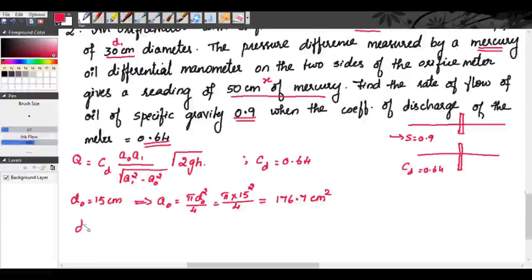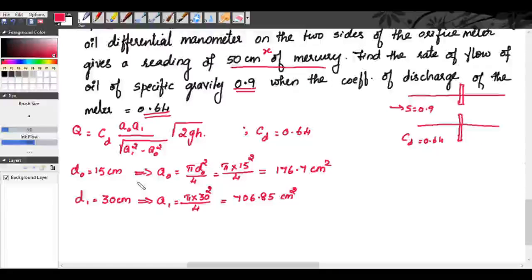Similarly, our D1, diameter of the pipe, is given as 30 centimeter. Therefore, our A1 is equal to pi into 30 square divided by 4. We get A1 is equal to 706.85 centimeter square. Now we need to find what is H. For the previous problem, the pressure intensity was given. Here the manometer reading is given. So from the manometer reading, we will find H.